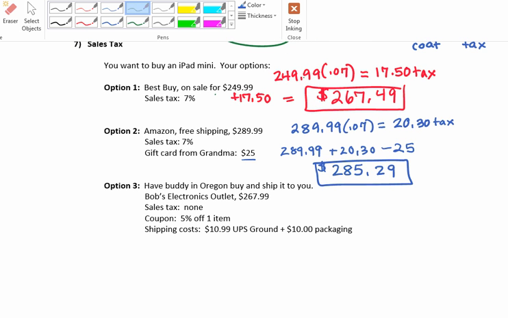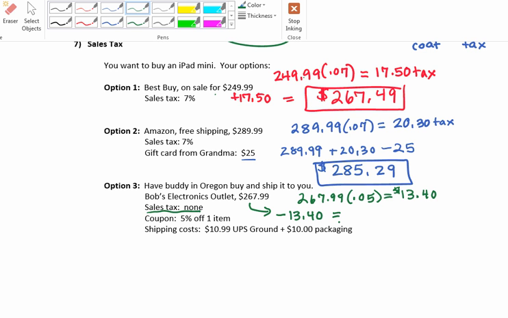All right. What about you have a buddy in Oregon who says he'll buy it and ship it to you? Now, why Oregon? Because in Oregon, there is no sales tax. He goes to Bob's Electronics Outlet, and he sees it priced at $267.99, and he also has a coupon for 5% off of one item. So we can take our $267.99. We could take off that 5%. So $267.99 times 0.05. Okay, his coupon will save you $13.40. Now, that's a coupon. So we're going to take that $267 and we're going to subtract off that savings.